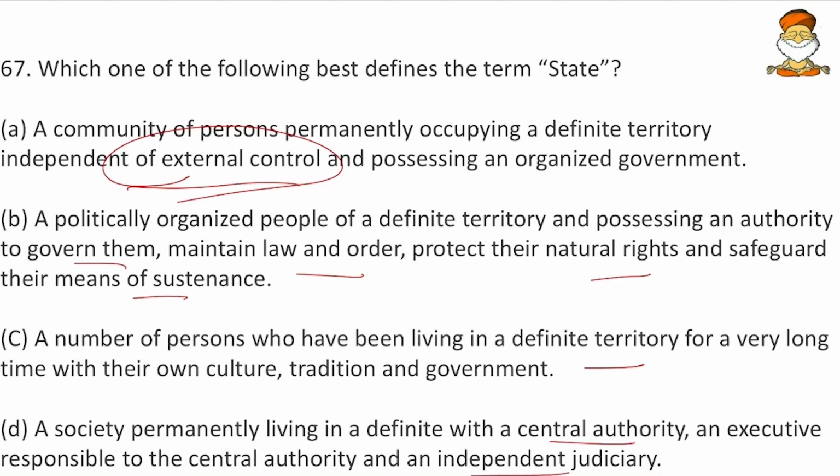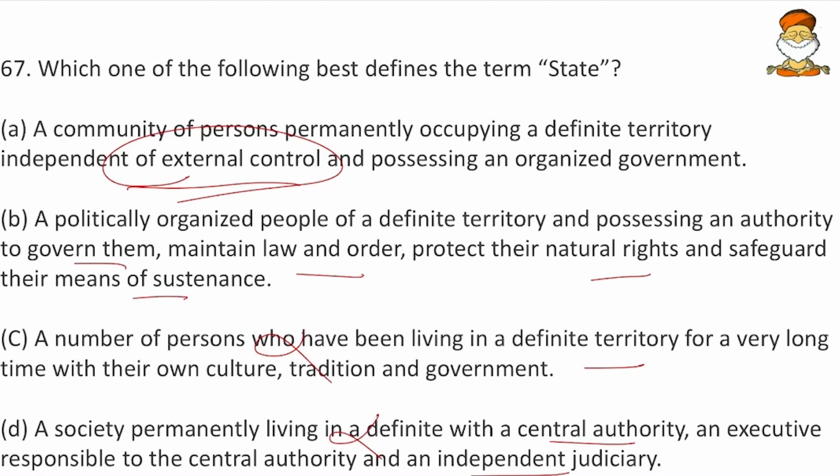Friends, here state is a legal word. So we cannot link that with culture, tradition and others. So C will be struck down. And state is more related to the people, not just the central authority or the centralized government. Here the executive, judiciary and all are nothing if we neglect the people. So we strike it down. Here we are left with either A or B.